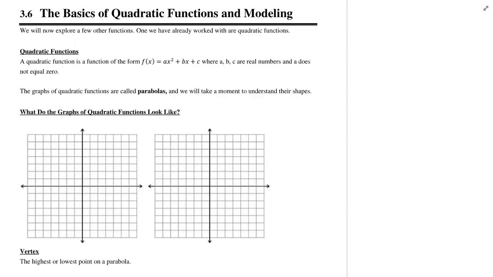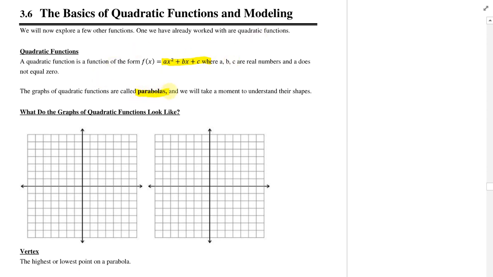In this section, so far we've been talking about linear functions. Now we're going to switch to quadratic functions. So what is a quadratic function? A quadratic function is a function of this form, ax squared plus bx plus c. The big thing about this is that it has this squared term, and a, b, and c are real numbers. They can just be any number that you want. And the graphs of them are called parabolas.